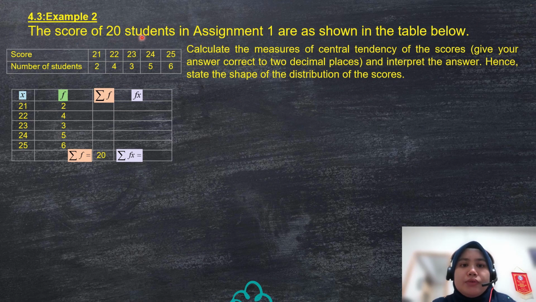We have the scores of 20 students in assignment 1 as shown in the table below. We have scores 21, 22, 23, 24, 25, and number of students 2, 4, 3, 5, 6. Our subject here is the score, which is called X. So X is 21 until 25, and the number of students is F, the frequency. Calculate the measures of central tendency of the scores, give your answer correct to two decimal places, and interpret the answer. Hence, state the shape of distribution of the scores.